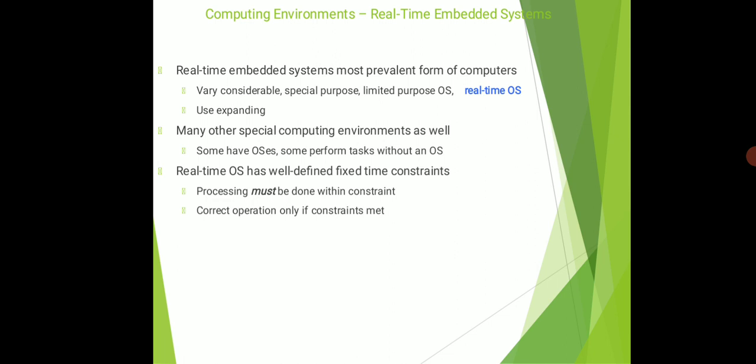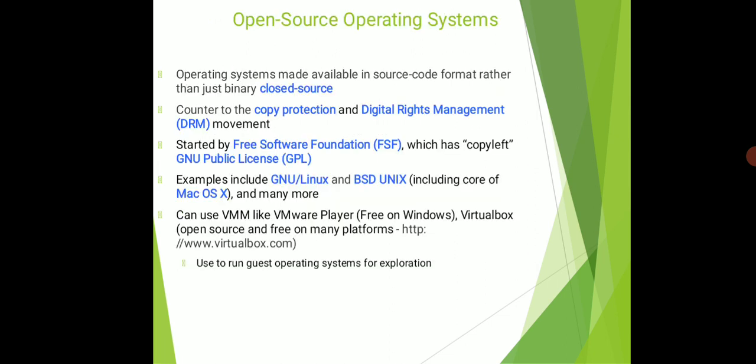This is real-time embedded systems. Here open source operating systems are there, and closed source. The counter to copy protection and digital rights management, DRM, is the movement started by the Free Software Foundation. And then we have lots of examples: GNU/Linux, BSD, Unix, Mac OS X.